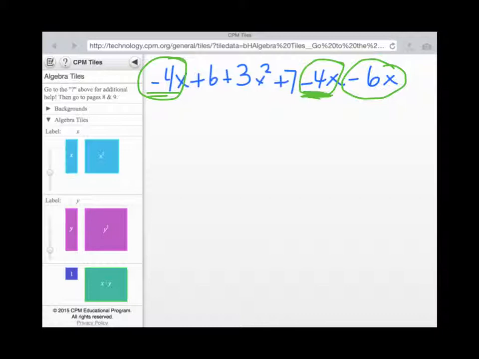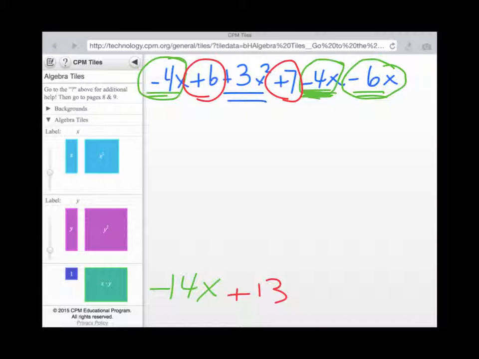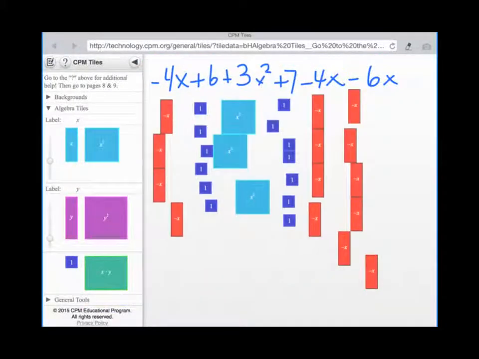So negative 4 plus negative 4, that's negative 8, plus negative 6 is negative 14. So I have negative 14x's. And then I've got 6 ones plus 7 ones, so that's 13. And that leaves me with just a 3x squared, so it's going to be plus 3x squared. Now, it doesn't really matter which order we put them in, so that would be perfectly fine. If I had built it, that's what it would look like if you built it, and then you could just combine like terms that way as well.